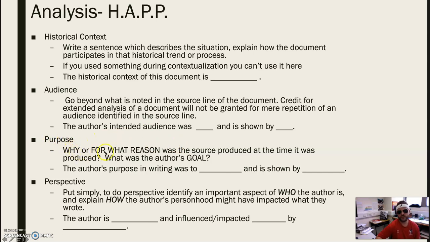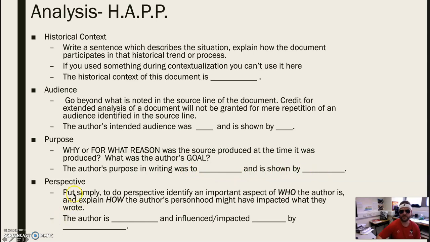Purpose. Why or for what reason was the source produced at the time it was produced? What was the author's goal? All right, so make sure you're identifying what the purpose of this was, what the goal was. The author's purpose in writing this was to blank and is shown by blank, all right?